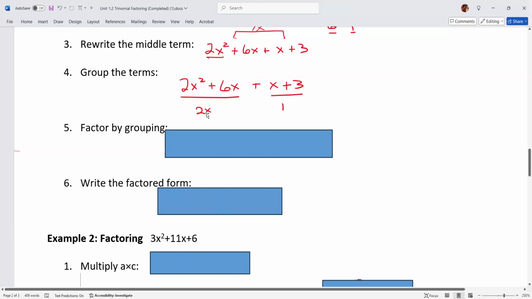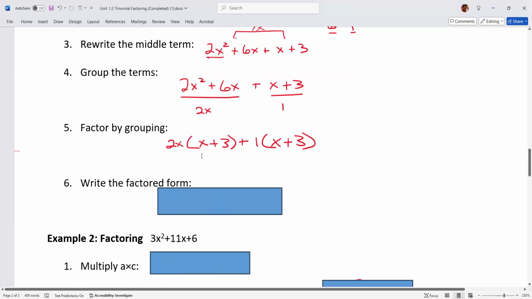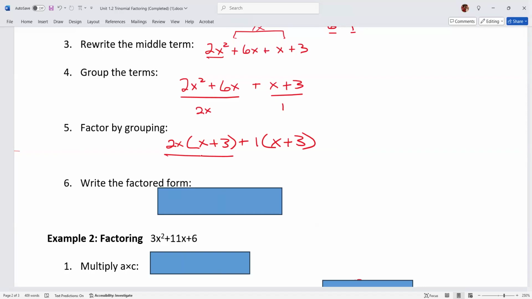So when I group this, 2x is my common factor of the first. When I divide those terms by 2x, I'm left with the x plus 3 right here. So here's the full factorization of this first grouping. And then if I pull out the 1, what's left is still the x plus 3. So there is the factorization. Now I have these two terms, and the greatest common factor of these two terms is going to be x plus 3.